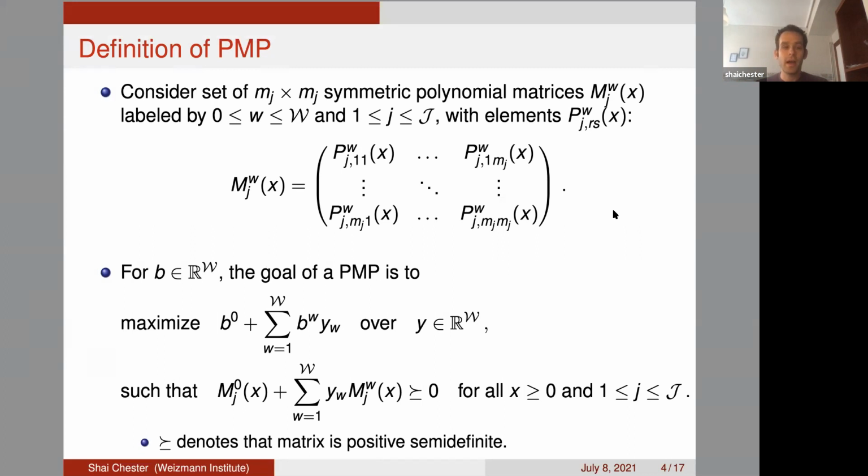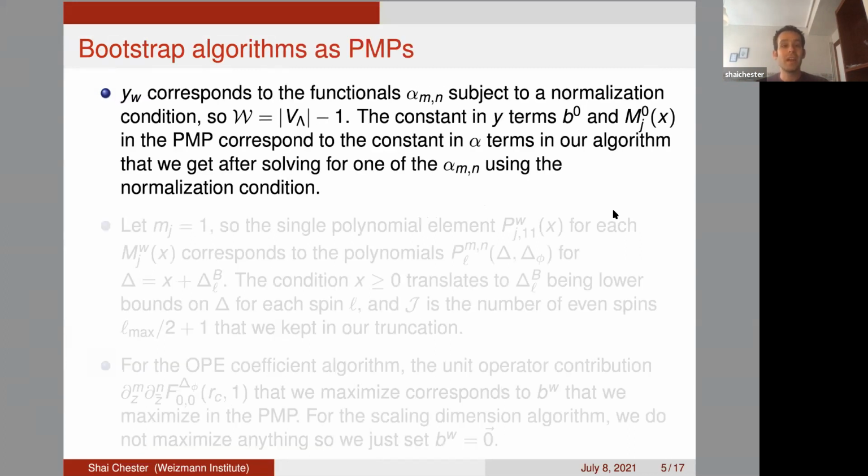Okay, good. So now let's discuss how you write the Bootstrap algorithm as a polynomial matrix program. So firstly, this vector y, of which we're looking over the space of y's, corresponds to our functionals alpha_mn, subject to a normalization condition. So that means in particular, the length of this big W should be the size of our vector space, which recall was V_Λ from the previous lecture minus 1, where the minus 1 is because we have a normalization condition.